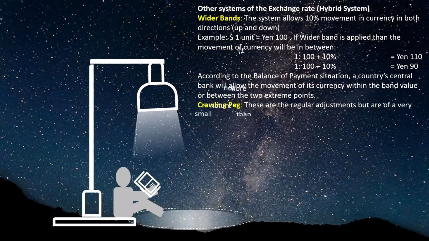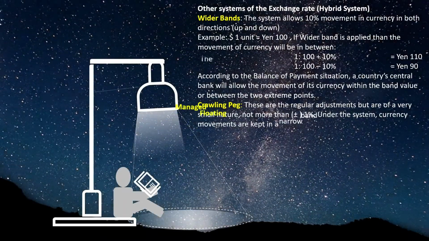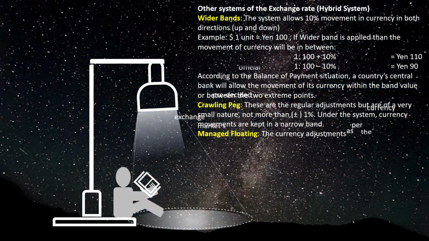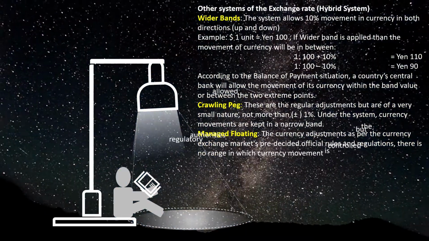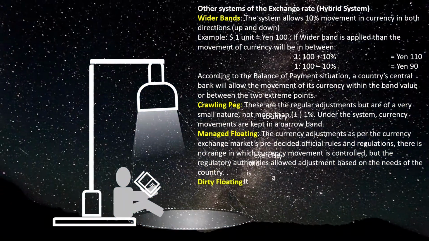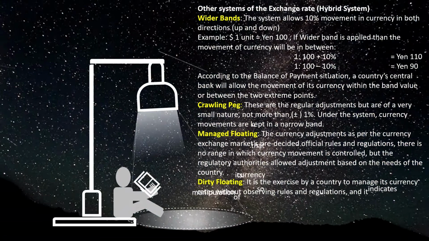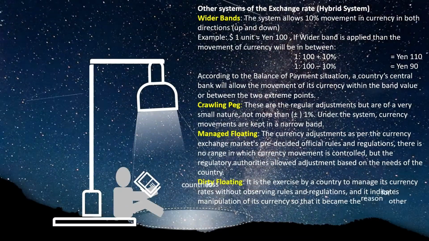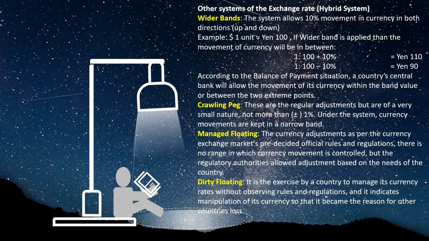Other systems of the exchange rate. Hybrid system. 1. Wider bands. The system allows 10% movement in currency in both directions, up and down. According to the balance of payment situation, a country's central bank will allow the movement of its currency within the band value or between the two extreme points.